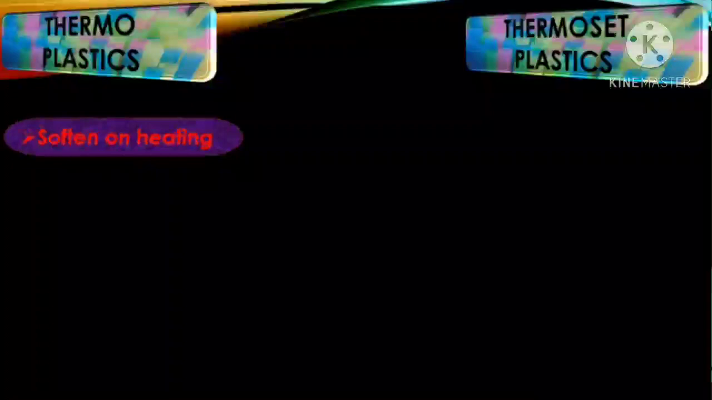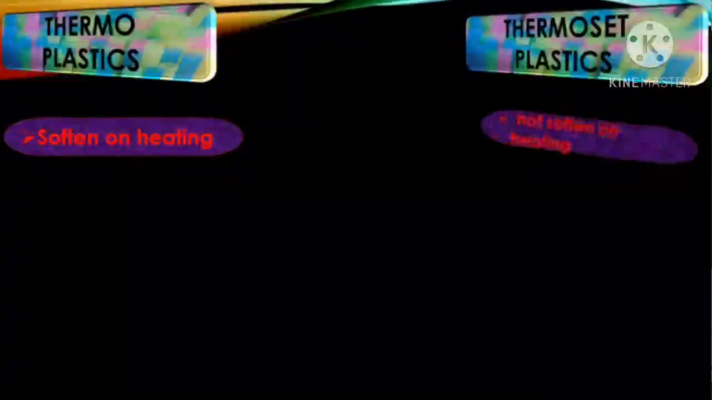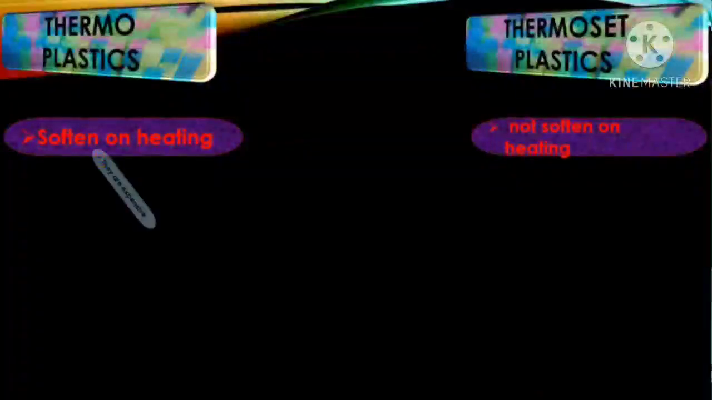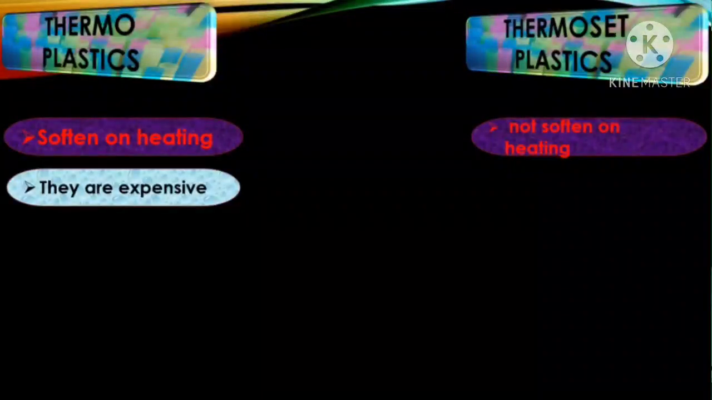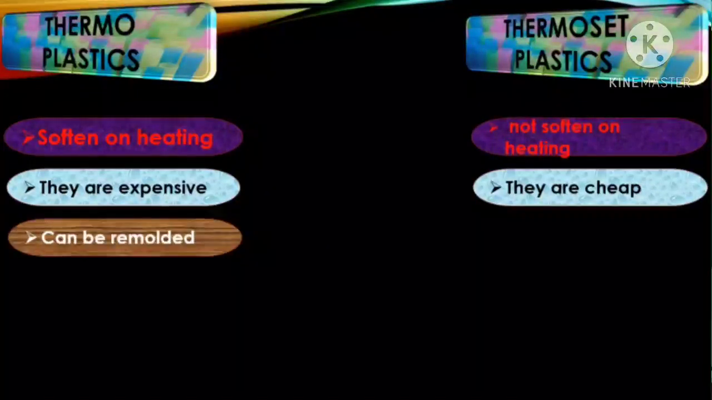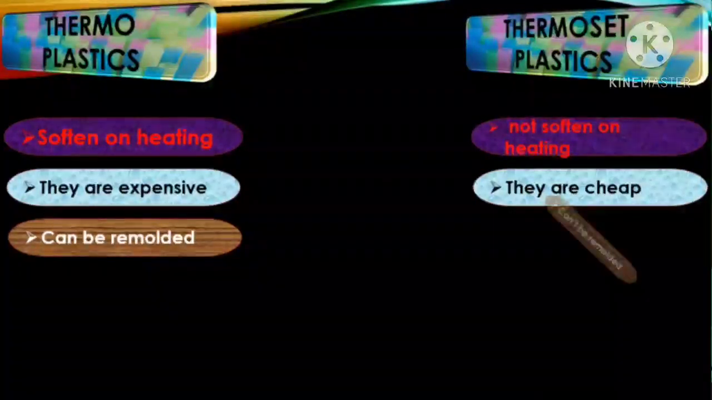Next, we are going to cover the difference between thermoplastics and thermoset plastics. Thermoplastics are softer on heating, but thermosetting plastics are not softer on heat. Thermoplastics are expensive, but in the case of thermoset plastic, they are cheap. Thermoplastic can be remolded, but thermoset plastic can't be remolded.